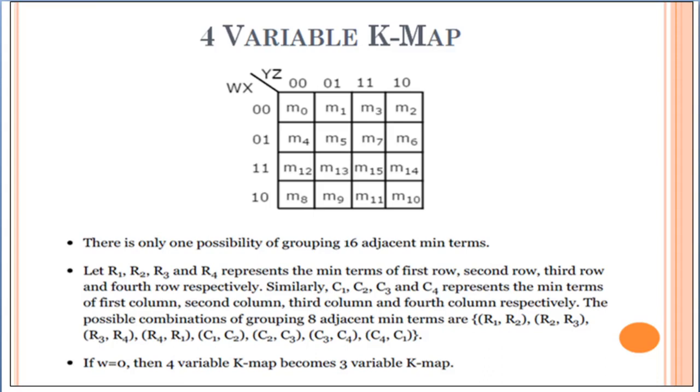We should always remember that the group must be made as large as possible. That means if we have an 8 cell group, we cannot create two 4 groups. Clear? That means we have to create the largest group which is possible.